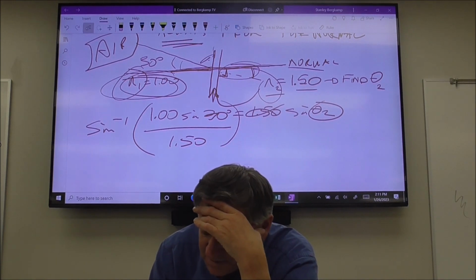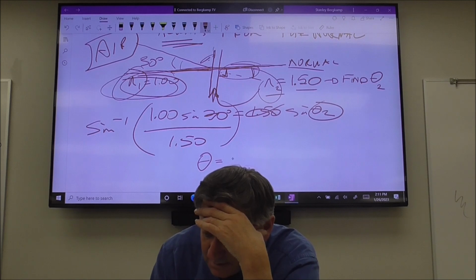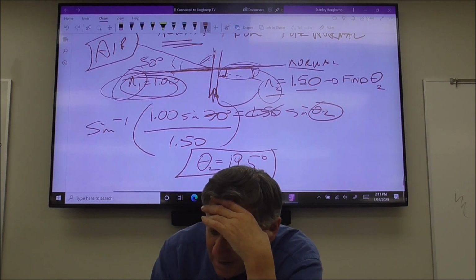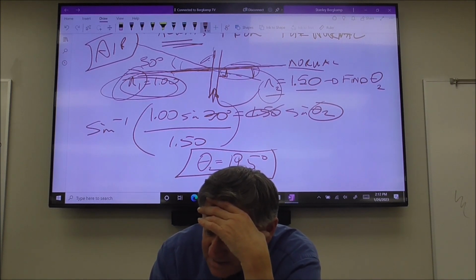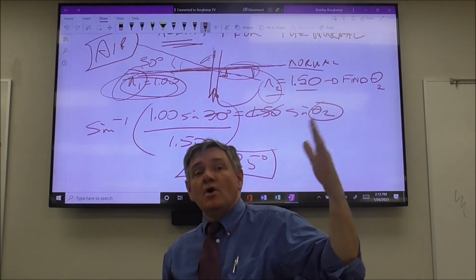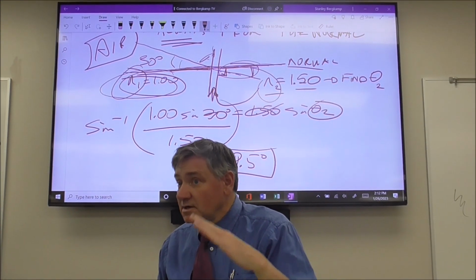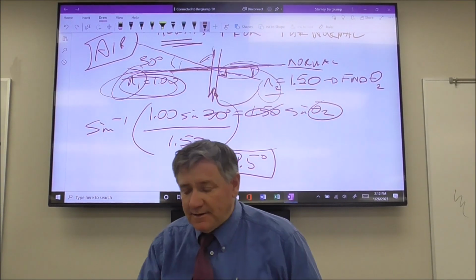So what'd you get for that angle? 19.47, so 19.5 degrees. Now, hopefully that makes sense that that angle was less than 30 because it came in and slowed down.